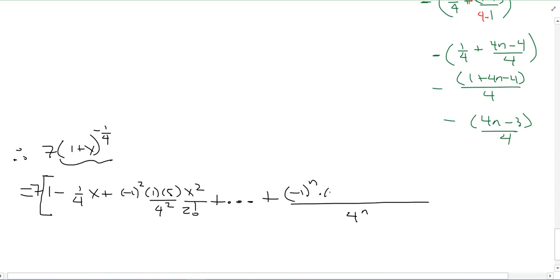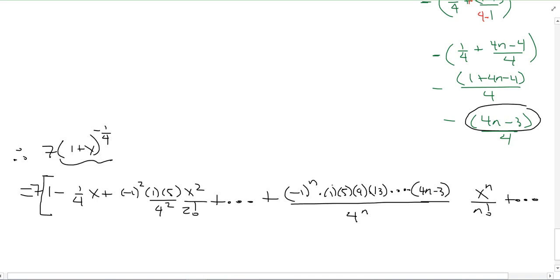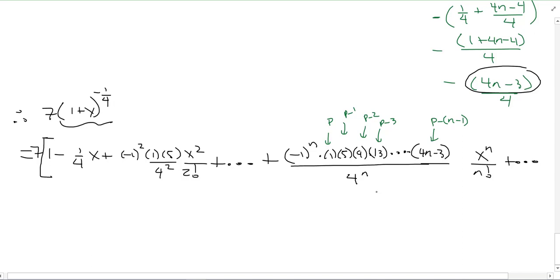And so the top now is 1 times 5 times 9 times 13 times dot, dot, dot, right? I took the negative out. And when I took my negative out, this is what I end up with. Then times 4n minus 3, and then x to the n over n factorial. And this keeps going on forever. So this is, just to bring it back, right? So that's my p, well, I took the negative out. My p minus 1, p minus 2, p minus 3, and so on. And this is my p minus n minus 1. And so that is it.